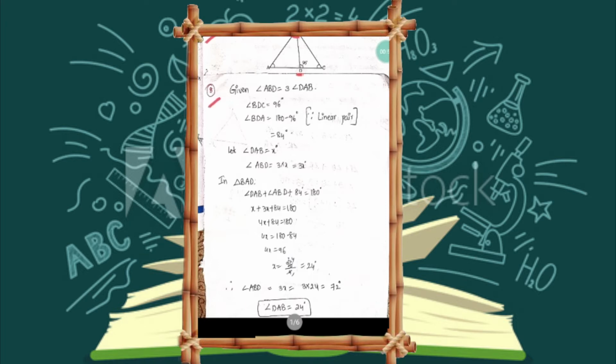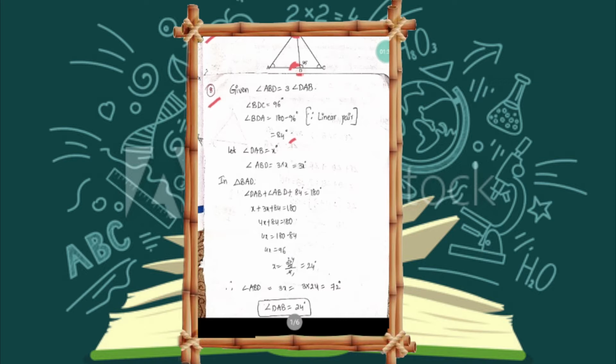See here, solution. They gave one condition. What is that? Angle ABD equal to 3 into DAB. Angle BDC equal to 96 degrees. Angle BDA means, children, this angle. Understood? Angle BDA equal to 180 minus 96. Why? Because these two angles form a linear pair, which means the sum of two adjacent angles is equal to 180 degrees. 180 minus 96 is 84 degrees. Understood? This angle is 84 degrees.